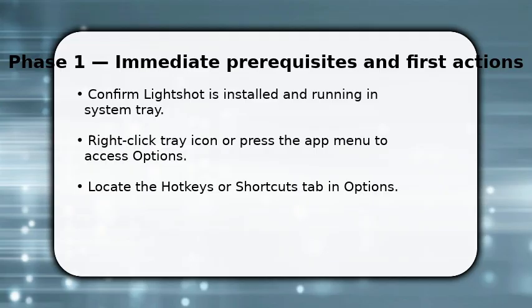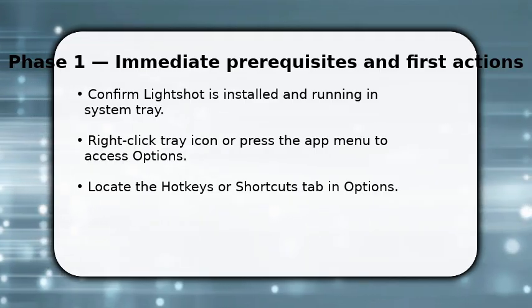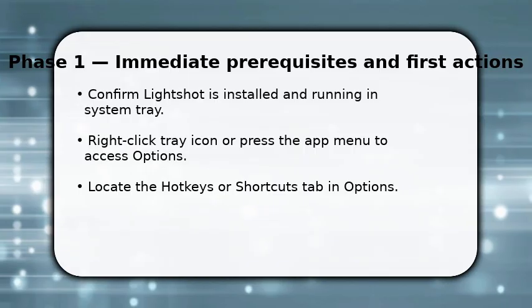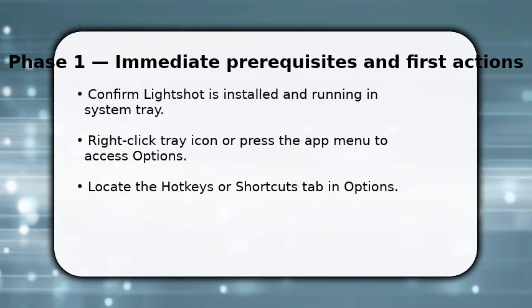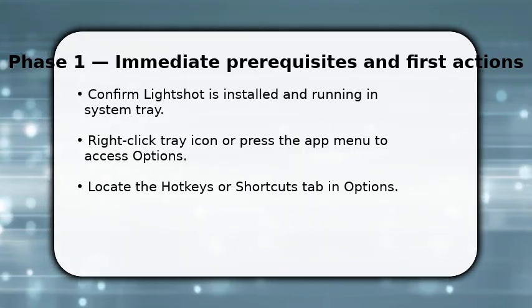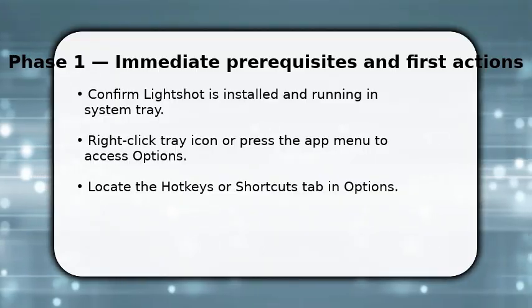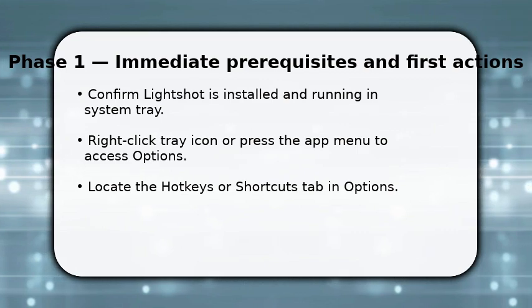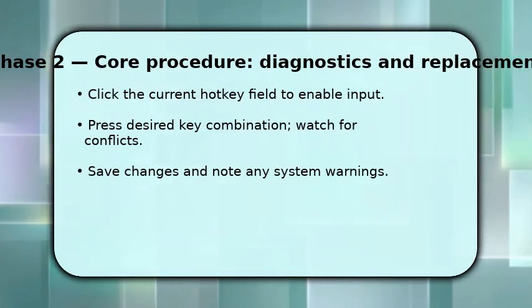Once in Options, go directly to the Hotkeys or Shortcuts tab. This is where the capture key is stored. You do this first because changing system-wide bindings requires that the app be active. Otherwise, keystrokes won't register. Now click the hotkey field so it listens for input.